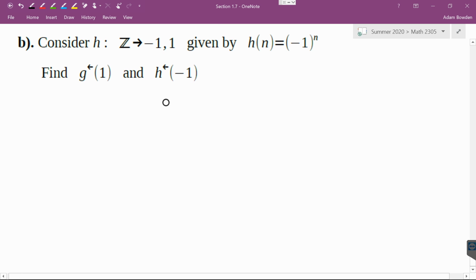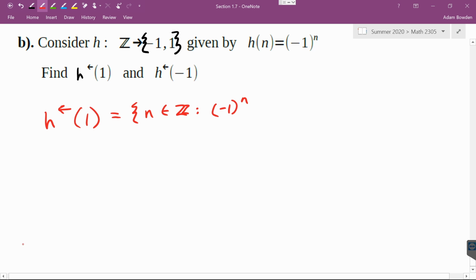Now let's look at one more function here. This is the function that maps from the integers into the set {-1, 1} given by h of n equals (-1) to the n. We want to start out by finding the inverse image of 1. So thinking about it, this is the set of n within the integers such that (-1) to the n is equal to 1.